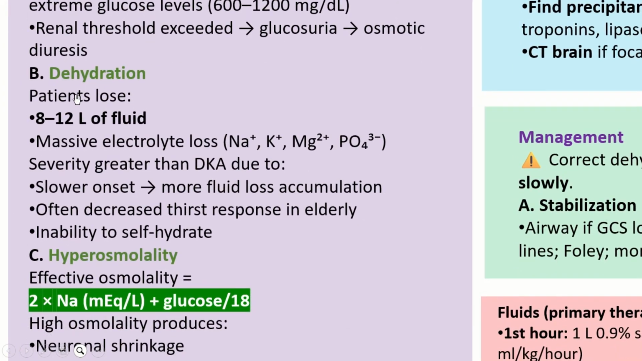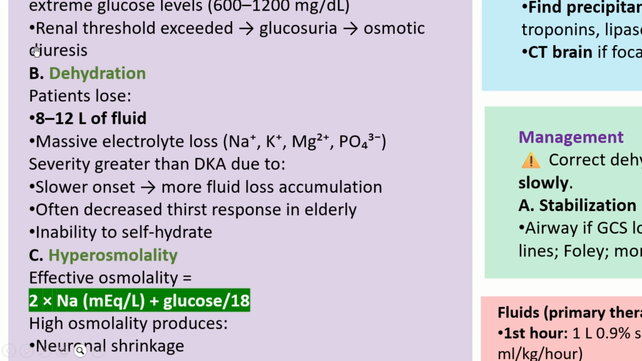So when the patient gets dehydrated, they're going to lose about 8 to 12 liters of fluid, and on average it is 9 liters of fluid. And there's a massive electrolyte loss. That is things like sodium, potassium, magnesium, and phosphate that are going to be lost. And the severity of this is going to be greater than DKA, or diabetic ketoacidosis, and this is because of the slower onset. So the fluid loss is accumulated. We have a slow but steady loss of fluids, and often in these elderly people, they also have a decreased perception of thirst, and therefore they have an inability to self-hydrate.